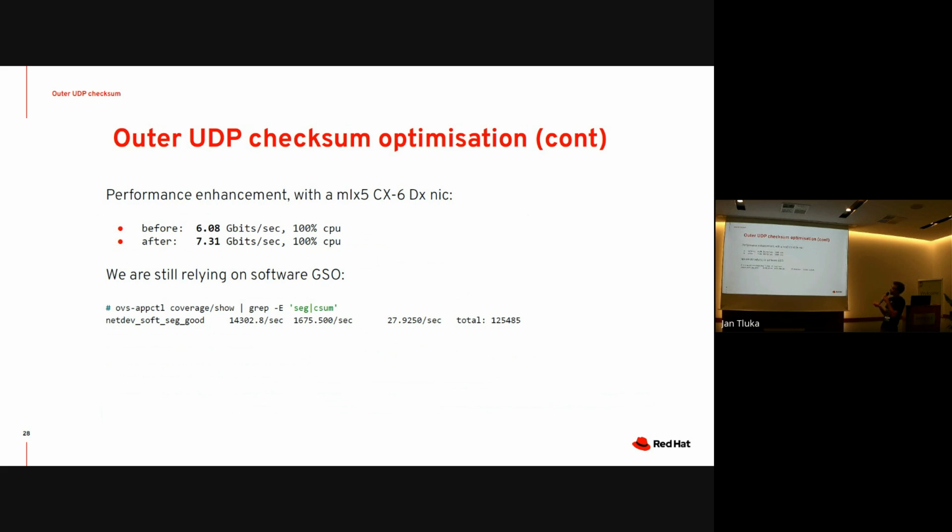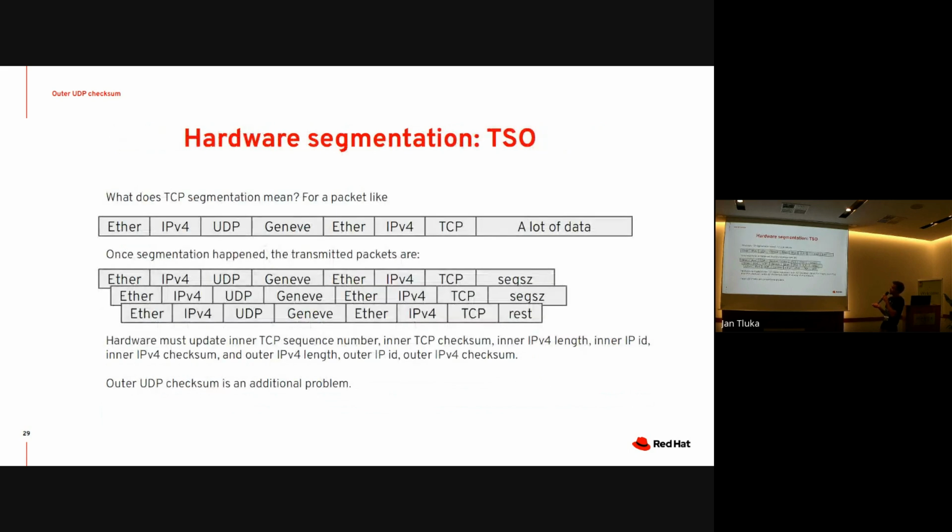I could get some more gigabits on this connected NIC. But then we still have software segmentation, so we want to rely on TSO. But what is TSO? With TSO, you take your packet and you want to have the NIC segment it by a certain size. And if there's a bit more than a segment size at the end of the segmentation, you expect to have the rest. The hardware will update a number of fields in the packets.